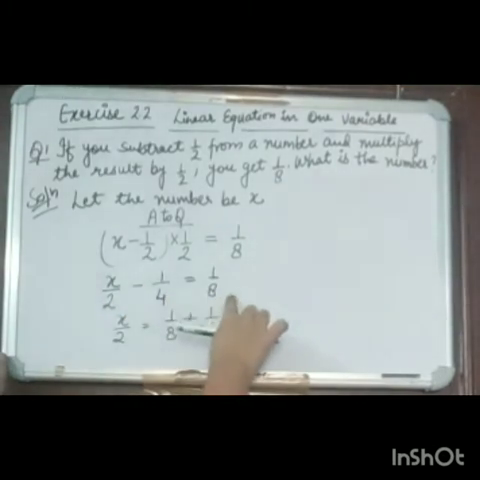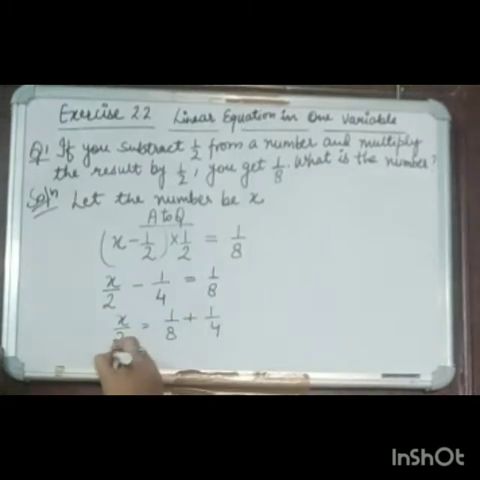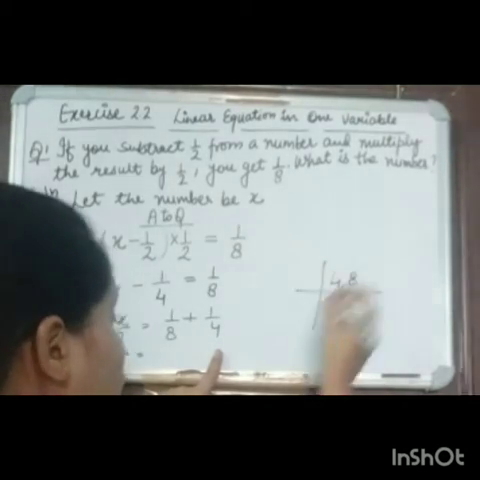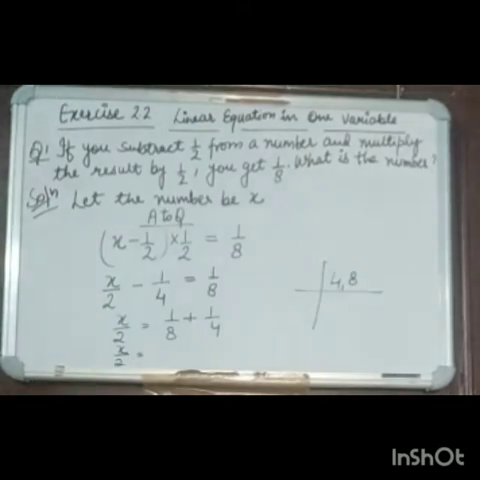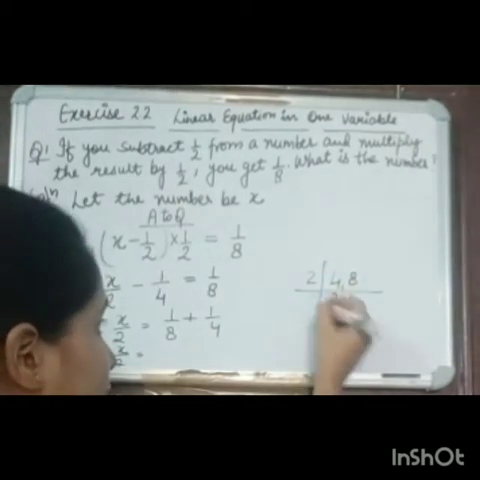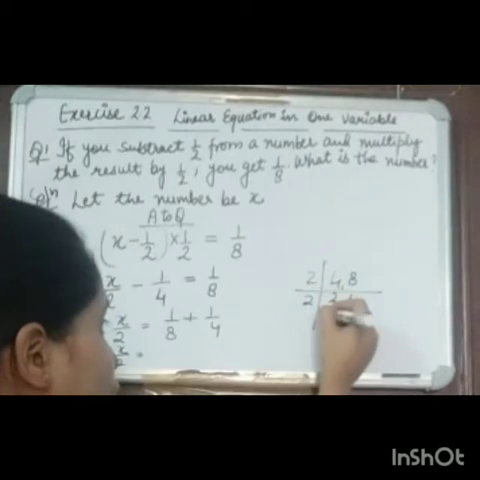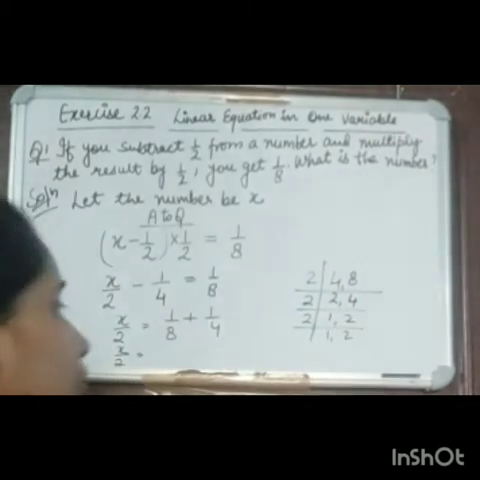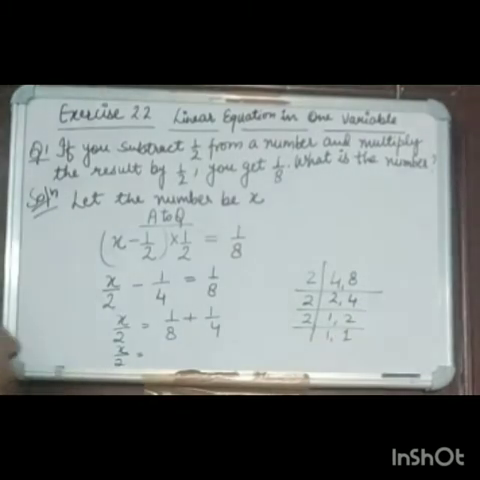Now solve it. How will you solve it? You will just take the LCM of 4 and 8. See here, 4 and 8. First we will start with the smallest prime number, that is 2. 2 2s are 4, 2 4s are 8. Again with 2, 2 1s are 2. So what are we getting? 8. So here we will write 8.